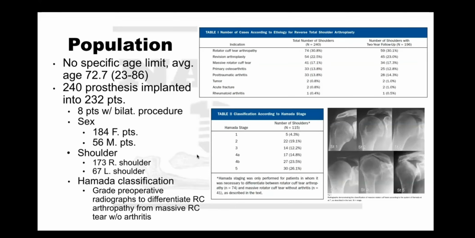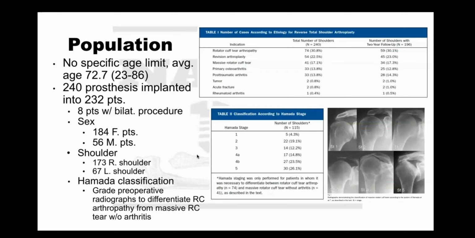So looking over to the right on table 1, the authors outlined the etiology for reverse total shoulder, and we can see that 30.8% of that 240 were from rotator cuff arthropathy, followed by revision arthroplasty at 22.5%. It's also important to note that the authors utilized the Hamada stage system to grade preoperative radiographs to differentiate rotator cuff arthropathy from massive rotator cuff tear without arthritis, shown in figure 1.